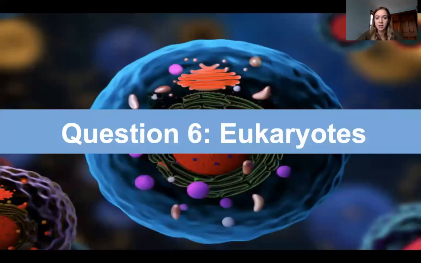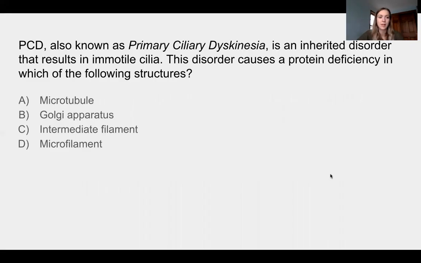All right. Question 6, eukaryotes. PCD, also known as primary ciliary dyskinesia, is an inherited disorder that results in immotile cilia. This disorder causes a protein deficiency in which of the following structures? Take a minute here, pause the video, and answer the question. All right. Assuming you've answered the question now, the answer here is A, microtubule.